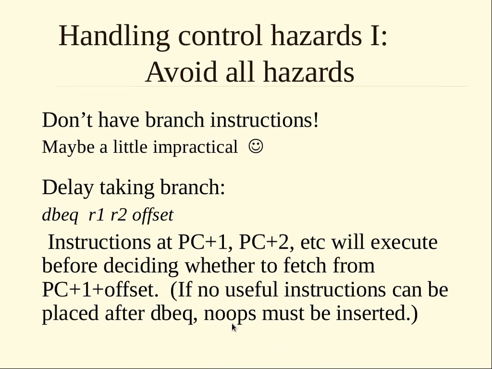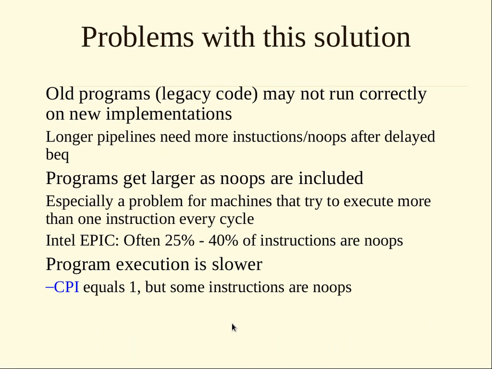So what does this do? Executes things you might not need to execute. Hopefully this slide looks familiar. Your old programs need to be recompiled, and they probably will not run correctly on your new implementation. Longer pipelines need more instructions or no-ops after the delayed branch. Programs get larger as no-ops are included, especially a problem for machines that try to do more instructions every cycle. Like remember Intel EPIC with its bundles? Now it's going to have a lot of no-ops. Program execution is slower. Your CPI is 1, but you have some no-ops. Does this sound familiar?